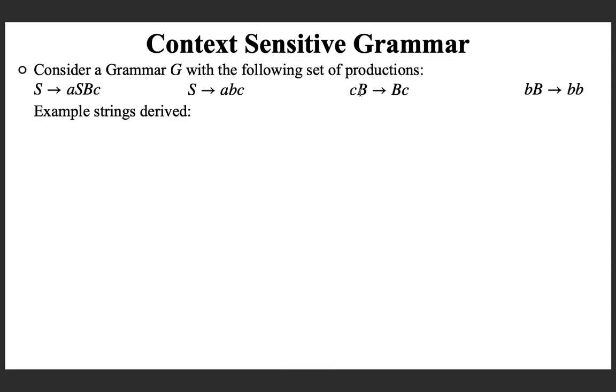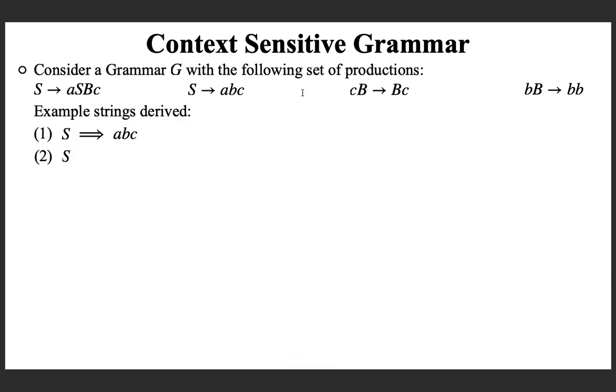We need to see what kind of a language is represented by this grammar. For that, we can try to look at strings derived, and then we can try to generalize and see what this language is. In the first derivation, as usual, you start from the start symbol of the grammar, and if I apply production number 2 on S, I will get small abc, which is a string that we derived. So abc is a string in the language.